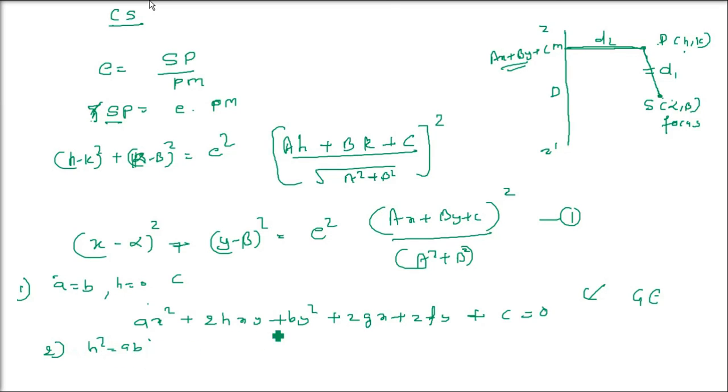Second case, if H square is AB, this H is there and A and B are the coefficients of X square and Y square, H square equals AB, it will be a parabola. Third, if H square is less than AB, it will become an ellipse. Fourth, if H square is greater than AB, then this will become a hyperbola.